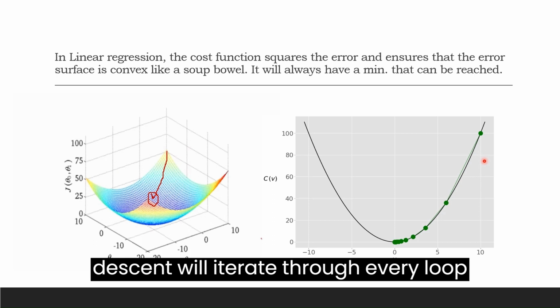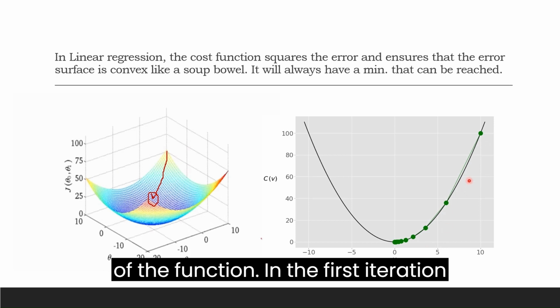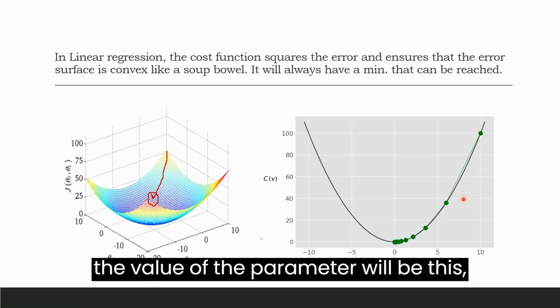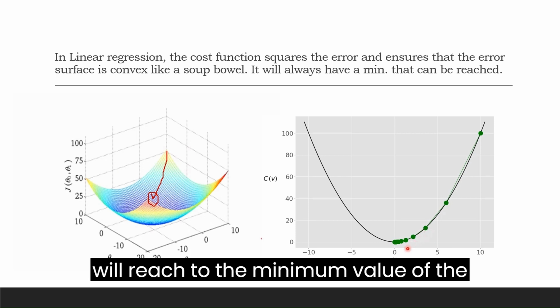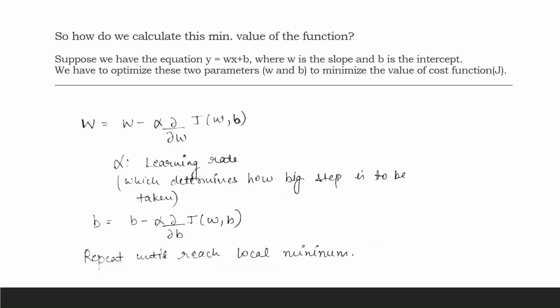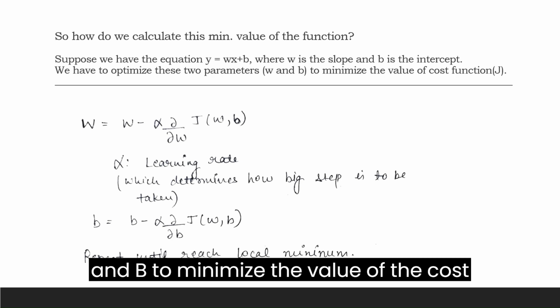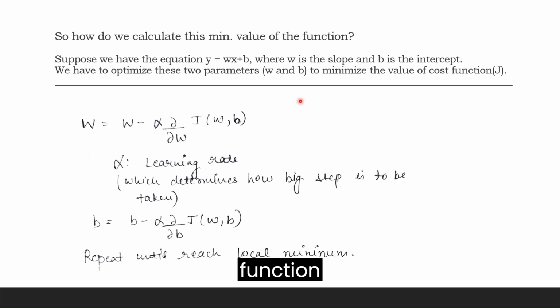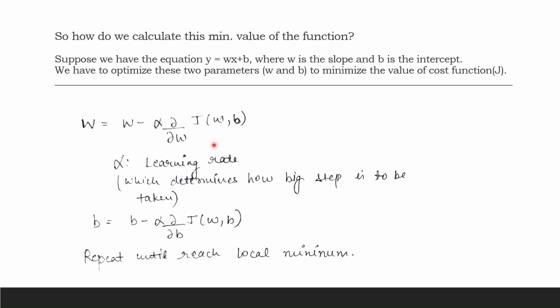So gradient descent will iterate through every loop and will try to reach the minimum value of the function. In the first iteration, the value of the parameter will be this, then this, and somewhere it will reach the minimum value of w, that is the minimum value of the cost function. So we have to calculate the value of w and b to find the minimum value of the cost function. In other words, we have to optimize these two parameters w and b to minimize the value of the cost function. And how do we do this?